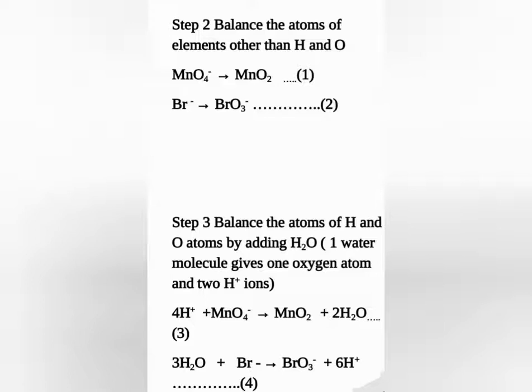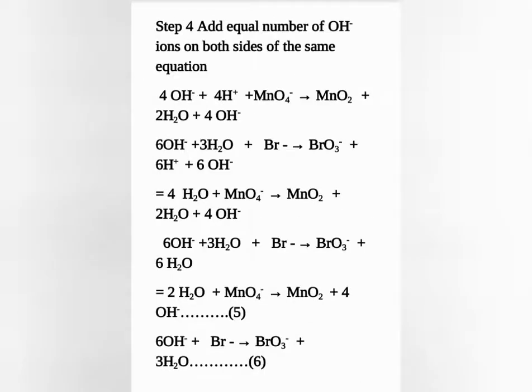Similarly, in the second equation we have 3 oxygen atoms on the right hand side and no oxygen atoms on the left hand side. So how many water molecules have to be added? 3 water molecules have to be added on the left hand side. So if you are adding 3 water molecules, you will have to add 6 H plus on the other side. So the first 3 steps are common, whether it is acidic or basic medium, in balancing of redox reactions. If you are taking acidic or basic medium, the first 3 steps are common.